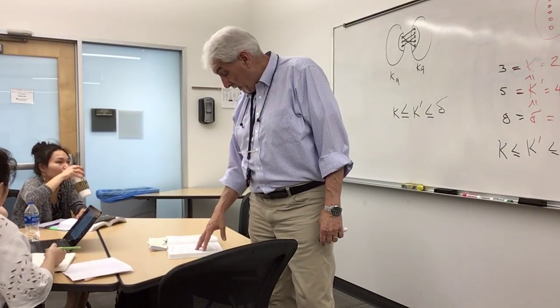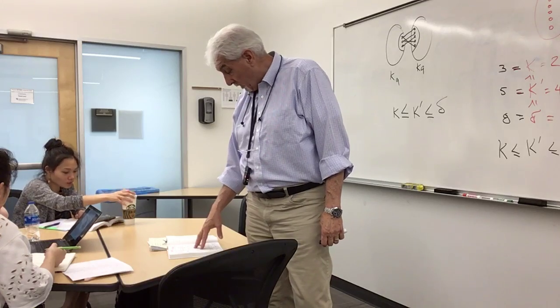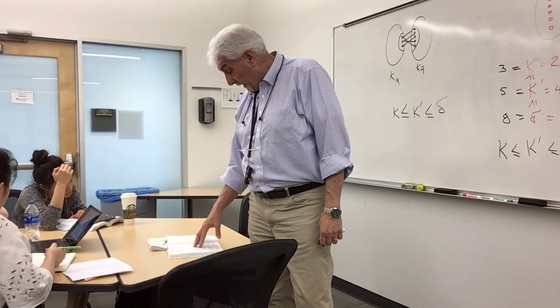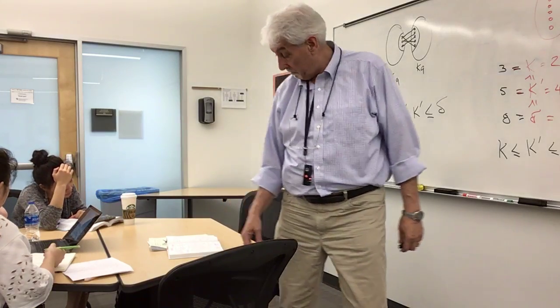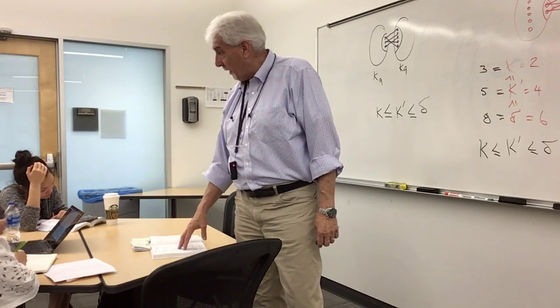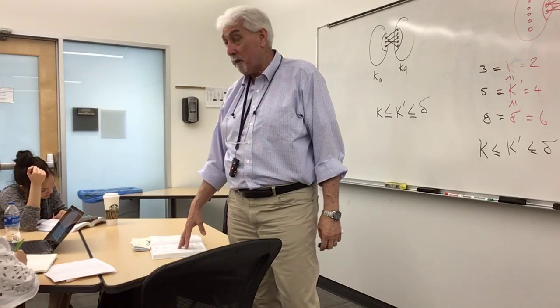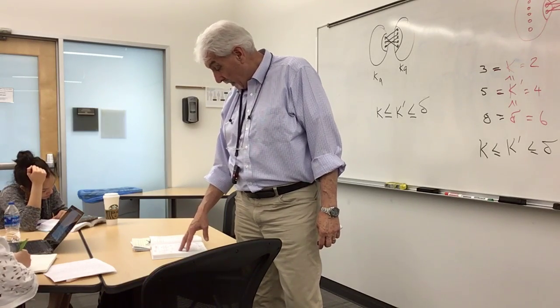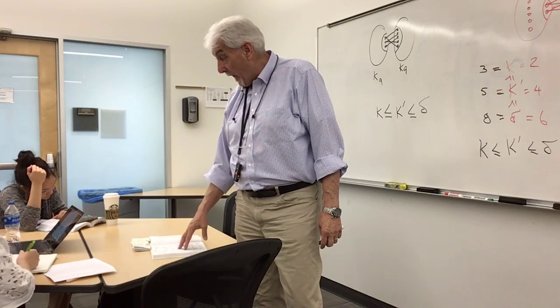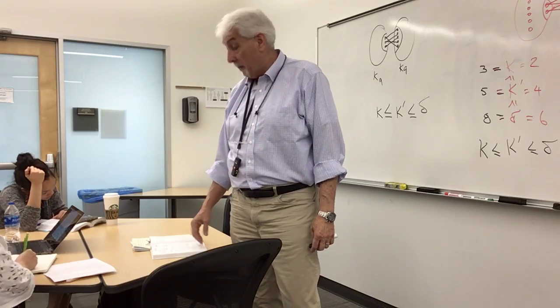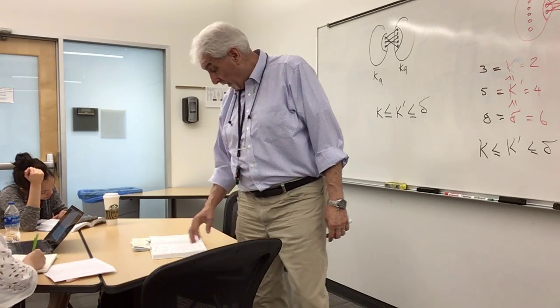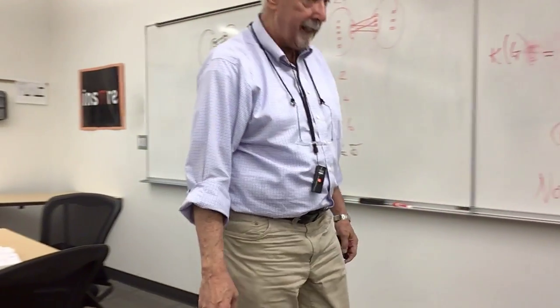Okay, number 2, let G be a graph with min degree at least 3. Show that kappa is equal to kappa prime. Sorry, max degree less than or equal to 3. I had everything wrong there. Let G be a graph with max degree less than or equal to 3. Show that the connectivity is equal to the edge connectivity.